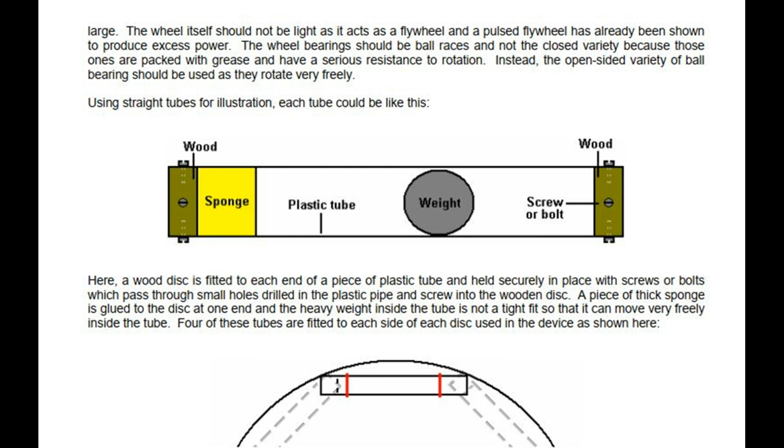A piece of thick sponge is glued to the disc at one end, and the heavy weight inside the tube is not a tight fit so that it can move very freely inside the tube. 4 of these tubes are fitted to each side of each disc used in the device as shown here.